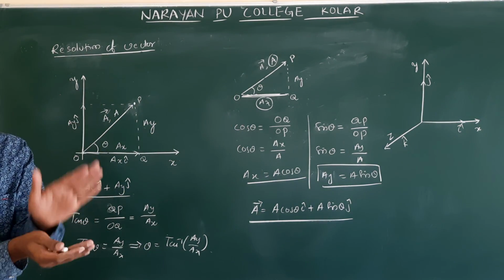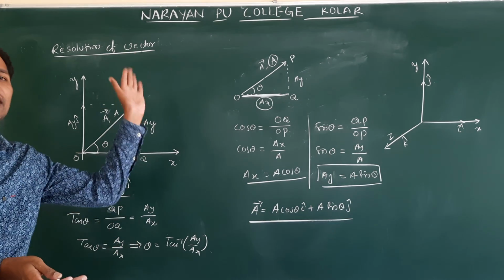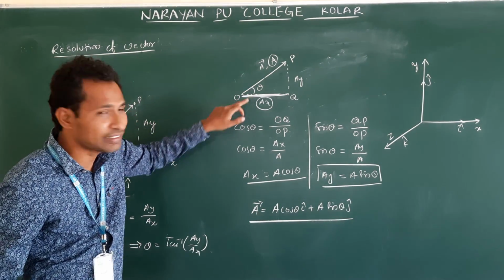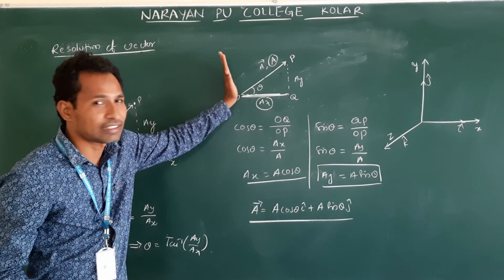Theta subtending side is cos theta. The other side is sin theta. Understand? Theta subtending side is cos theta. The other side is sin theta.